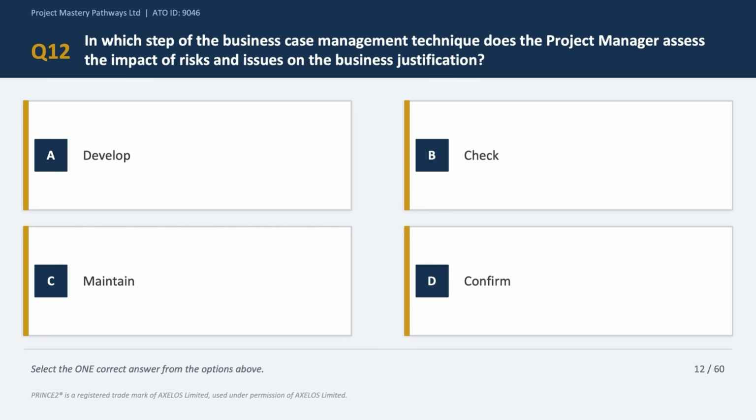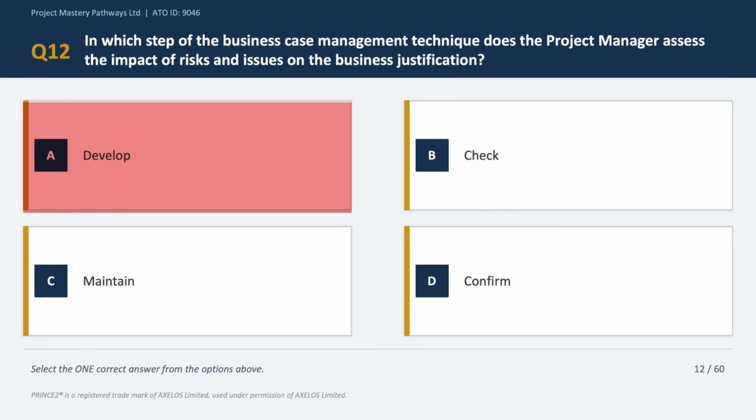Right, so question number 12, and here we have a technique question. Now the business case management technique has 4 steps: develop, check, maintain, and confirm. The question is asking where the project manager assesses the impact of risks and issues on the business justification. So option A says develop. Now during the develop step, the initial outline business case is created from the project mandate. It is not where risks and issues are assessed. So option A is incorrect.